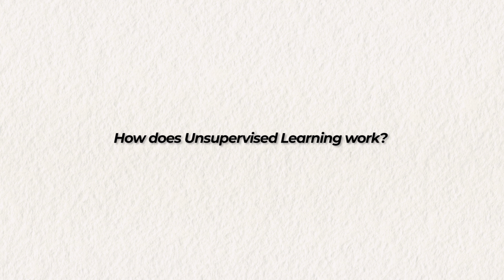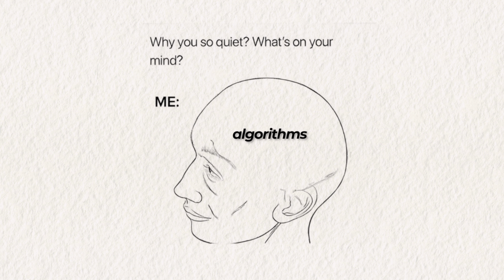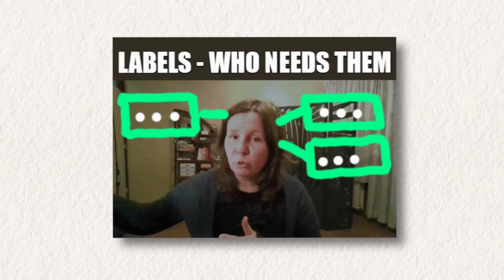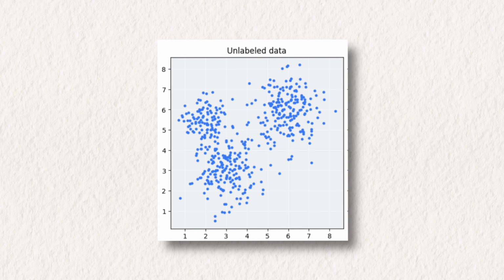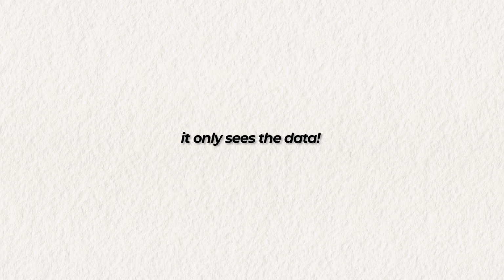How does unsupervised learning work? Unsupervised learning relies on algorithms that identify patterns within data. These algorithms try to group, simplify, or describe the data in a meaningful way. Let's break down how it works step by step. 1. Input data. The algorithm takes in raw, unlabeled data. For instance, if you feed the algorithm a set of images, it doesn't know what each image represents. It only sees the underlying data: numbers, pixels, or features.